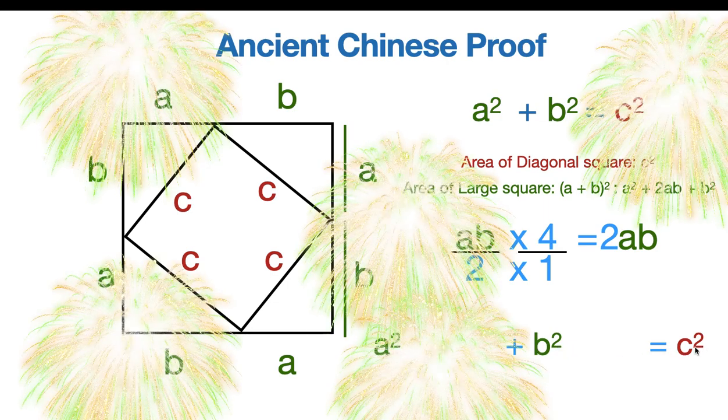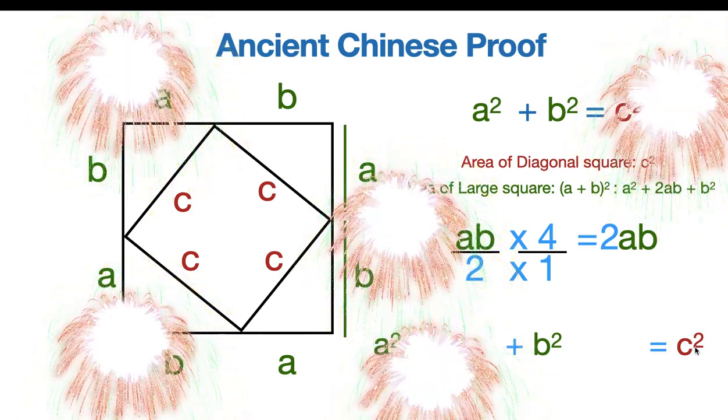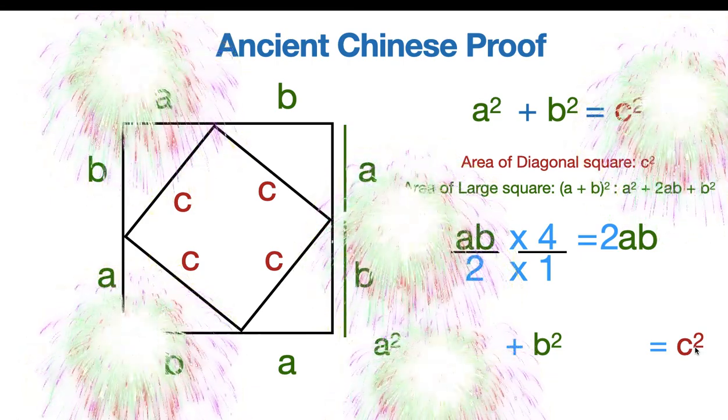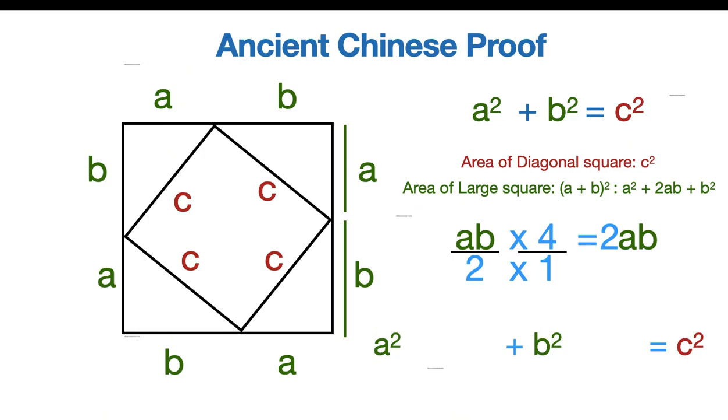We deserve some fireworks. Well, we have successfully proved that the Pythagorean theorem, a squared plus b squared equals c squared, is true. Bye!